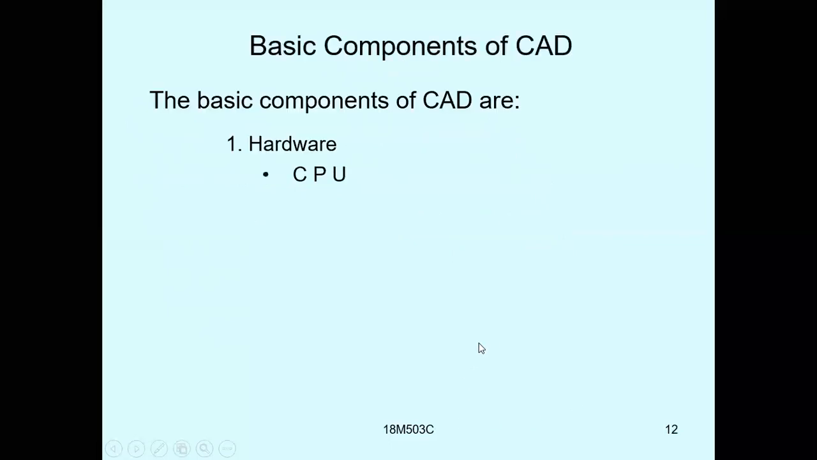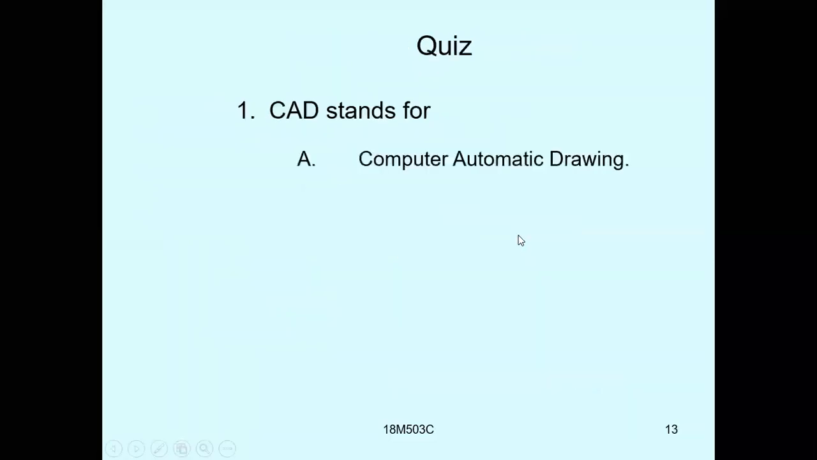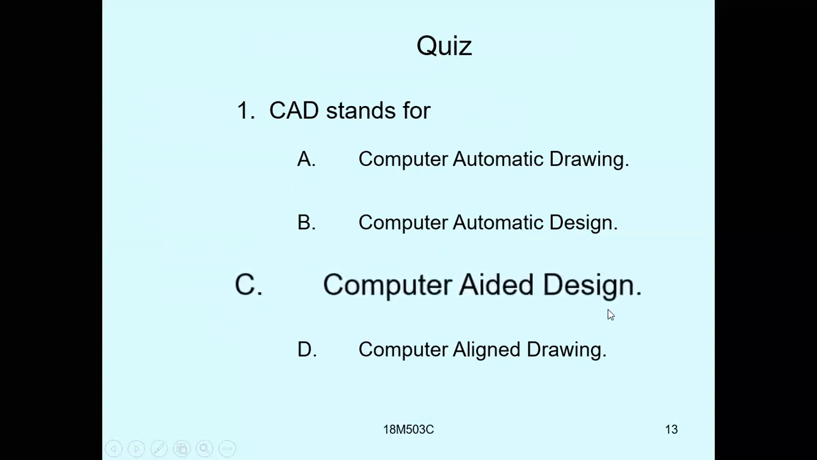And here if you see the basic components of CAD. What are the basic components? Hardware and software. In the hardware you have 3 parts: CPU, input devices and output devices. In the software we have 2 packages: one is for geometric modeling and the second is for analysis and synthesis. If you see, what does CAD stand for? What is the expanded form of CAD? It is nothing but computer aided design. So this is your answer, computer aided design.